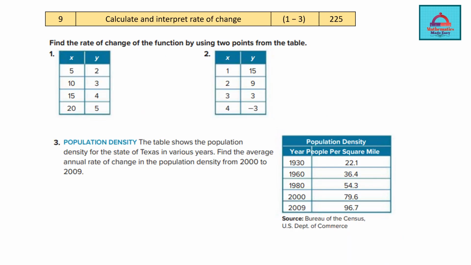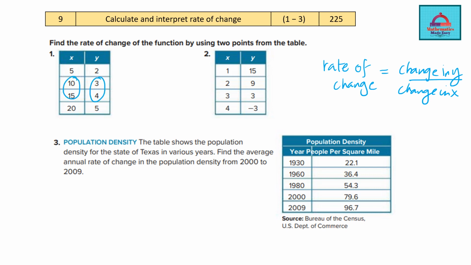Next question is on rate of change. So we are going to use the formula that rate of change is equal to change in y over change in x. So you take any two values. For example, I take these values. Then what is the rate of change? Change in y means 15 minus 10, and change in x 4 minus 3. So this is 5 over 1. So the rate of change is 5.